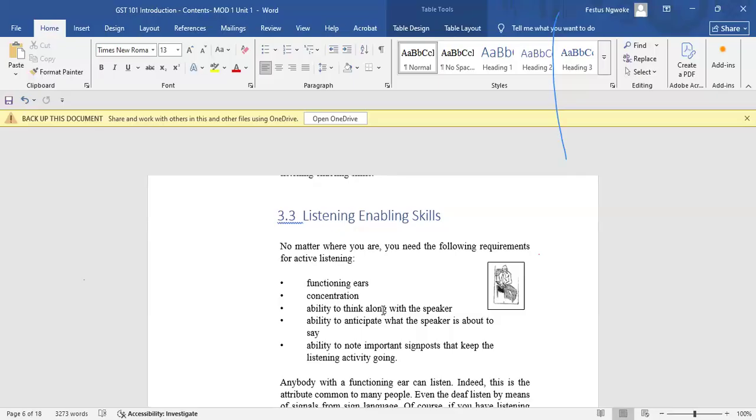We have another one, which is concentration. I've already told you, in the course of explaining what listening is all about, that paying attention is necessary. It is in the same direction as concentration. You concentrate, you pay attention, and that is the only way you can make listening work effectively. You must concentrate. That is to say, you should pay attention.